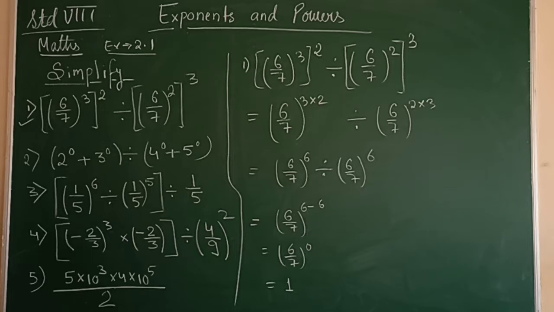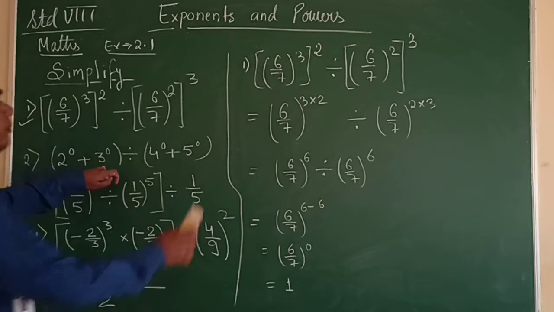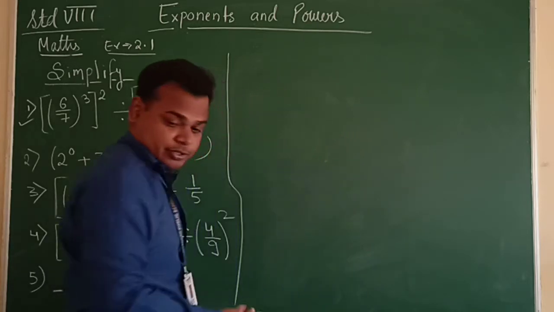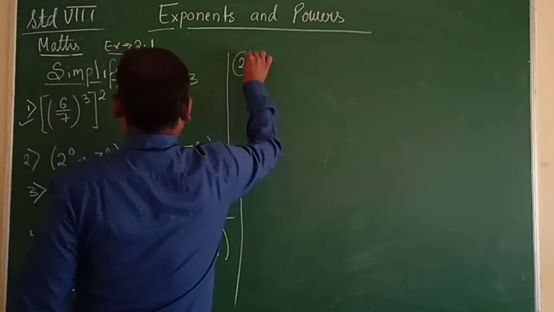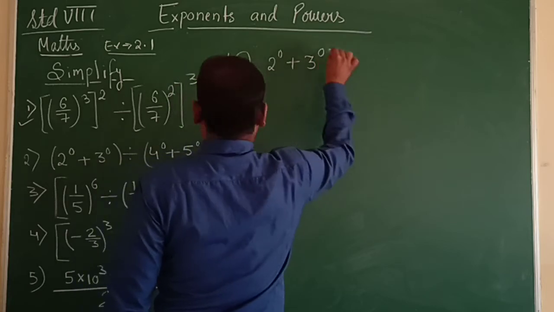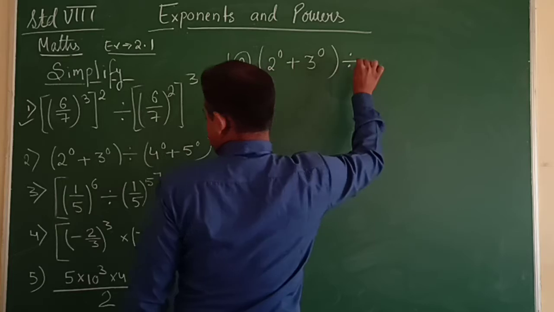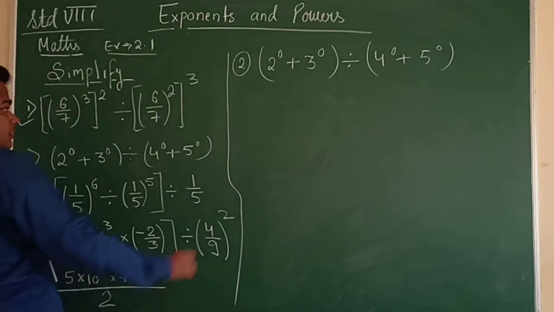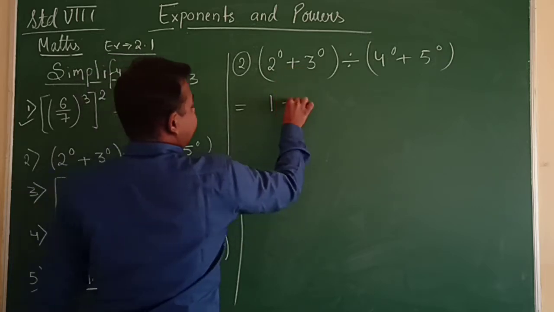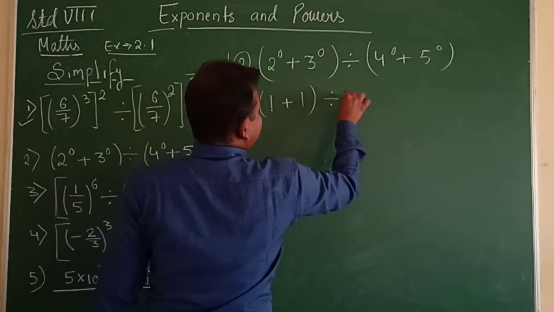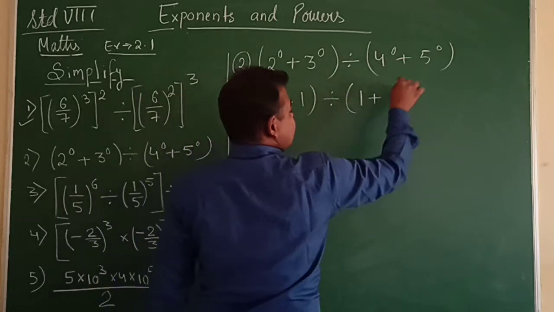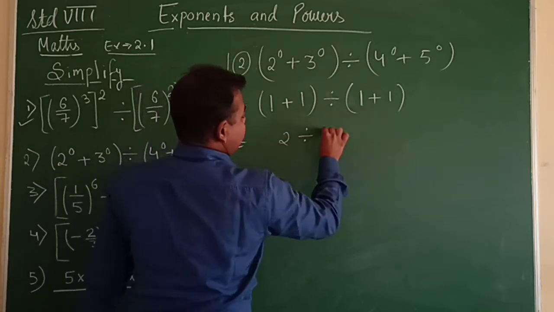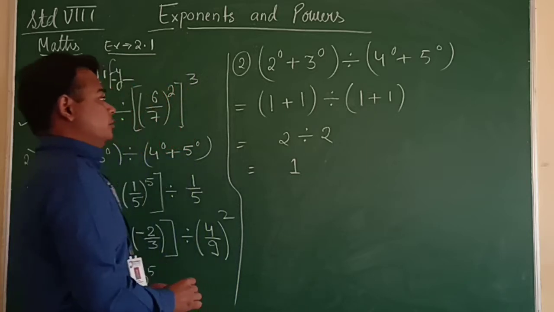Now let us move towards our second question. Question number 2: 2 to the power 0 plus 3 to the power 0, divided by 4 to the power 0 plus 5 to the power 0. Now we know that anything to the power 0 is equal to 1. 2 to the power 0 is 1, plus 3 to the power 0 is 1, divided by 4 to the power 0 is 1, plus 5 to the power 0 is 1. Now 1 plus 1 is 2, divided by 2, and 2 divided by 2 is 1. This is how we do the second question.